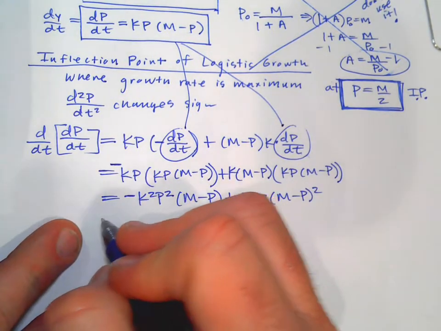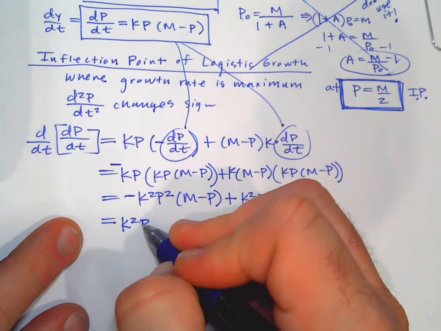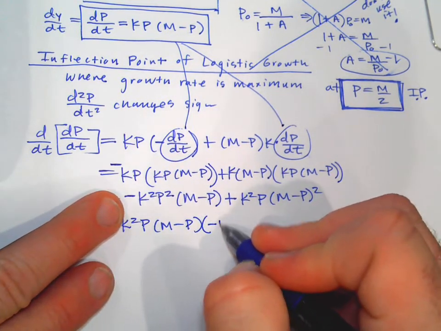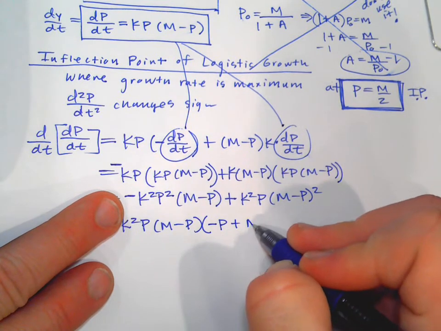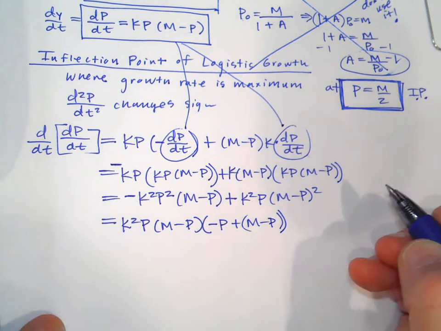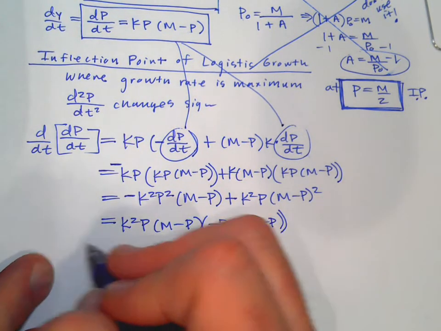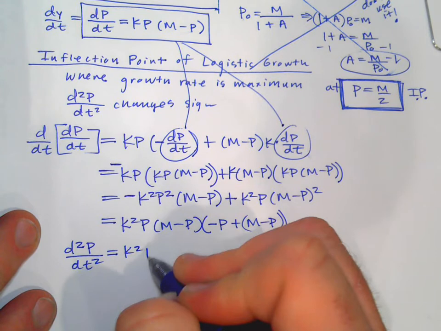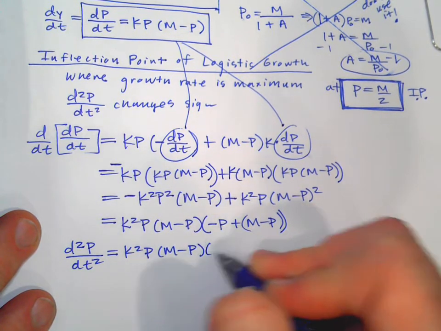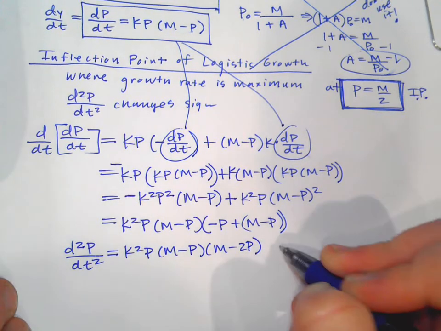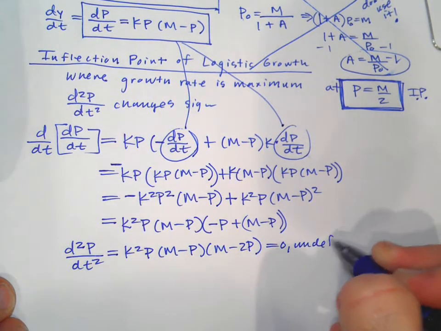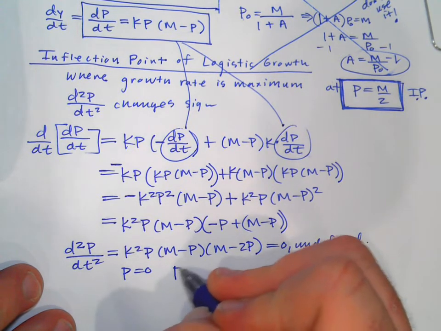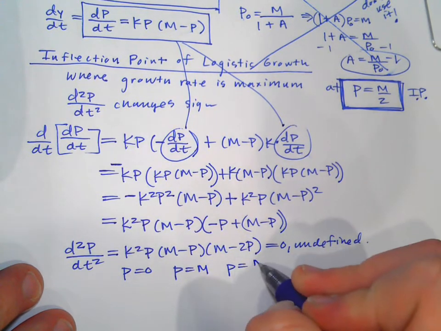Okay, so I could factor a k squared P and an (M minus P) out of both of these terms. What would be left here would be a negative P, and what would be left here would be an (M minus P). I'm trying to get through all this. So we have k squared P (M minus P)(M minus 2P). We're going to set this equal to 0 or undefined to try and find potential inflection points. So P equals 0, P equals M, and P equals M over 2.